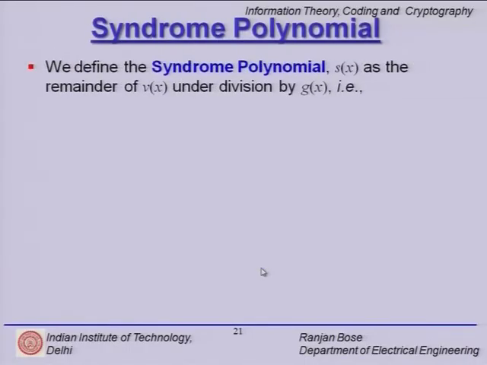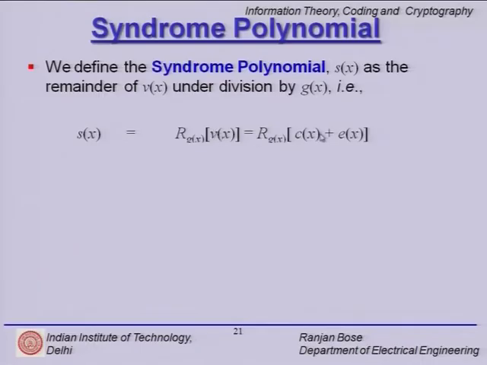Now, we introduce the syndrome polynomial. Please note, syndrome decoding was very much a part of linear block codes, and here we have just the parallel definition. So, we define the syndrome polynomial s of x as the remainder of v of x under the division by g of x. What does it mean? If you have s of x as the syndrome polynomial, you take the received vector v of x and divide by g of x, whatever is the remainder is the syndrome polynomial. And if you write it explicitly, it is r g of x, which is you are taking the remainder with respect to g of x.